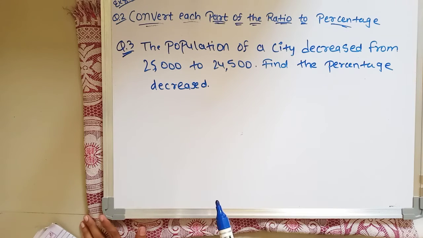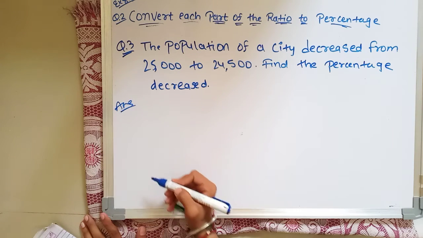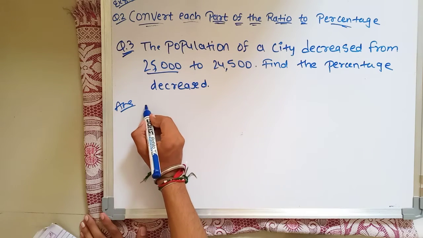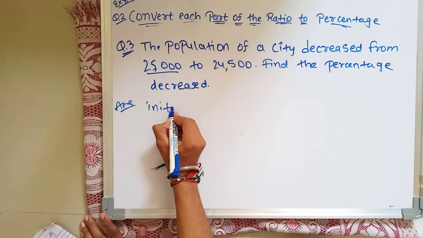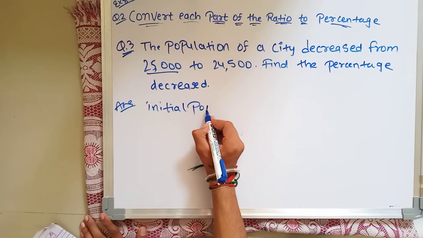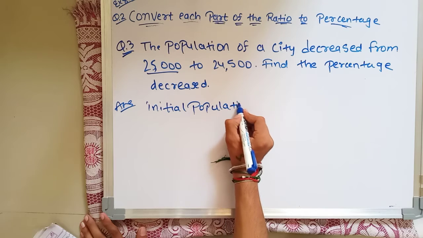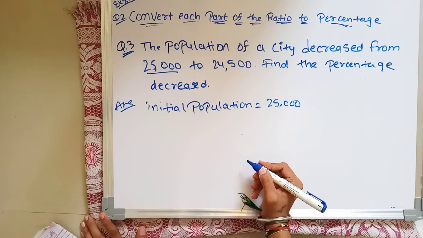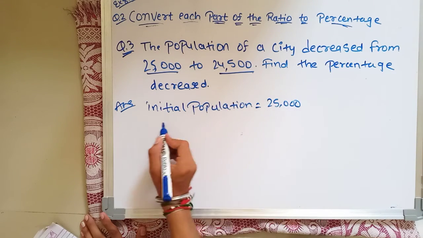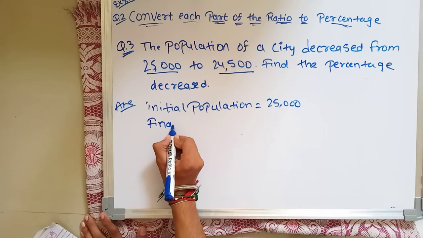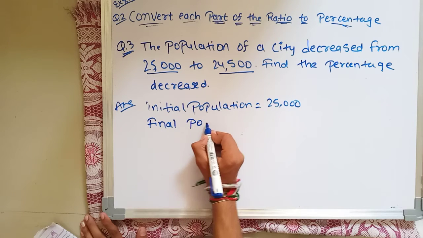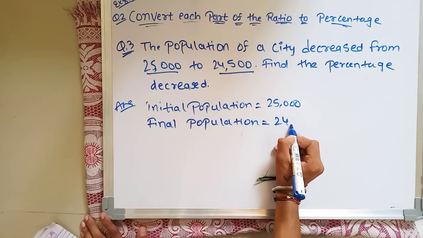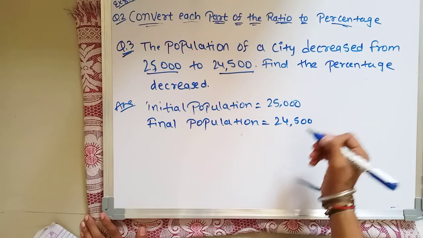So let's write the initial population. What is the initial population? Initial population is 25,000. Initial population means starting population. Initial population is equal to 25,000. Okay, and final population is 24,500.